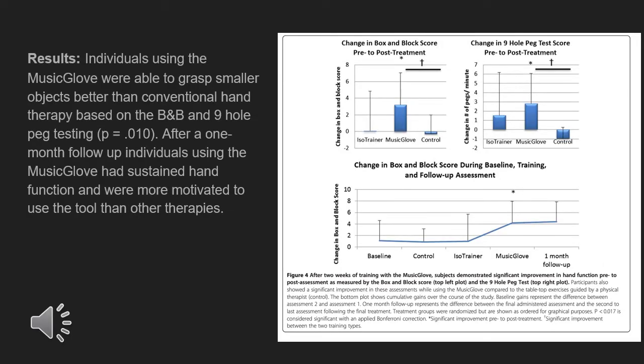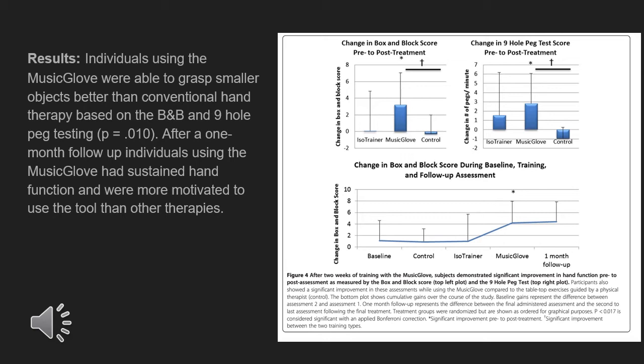And here's some results of the Music Glove therapy versus conventional hand therapy. It shows that when using the Music Glove, we were able to grasp smaller objects. And based on that box and block score and the 9-hole peg test, and the 9-hole peg test basically is just to measure finger dexterity in patients with various neurological diagnoses. But it showed that the P was less than 0.05. It was actually 0.010.